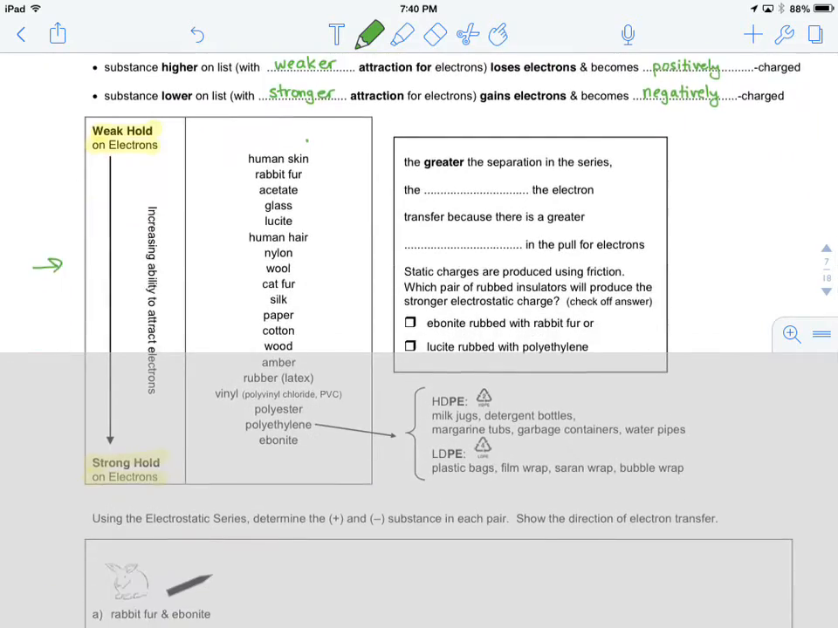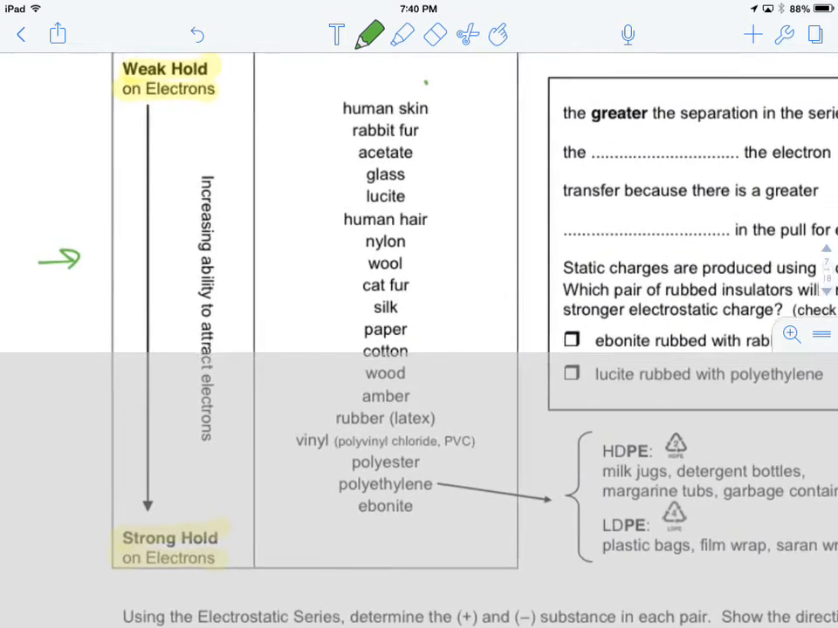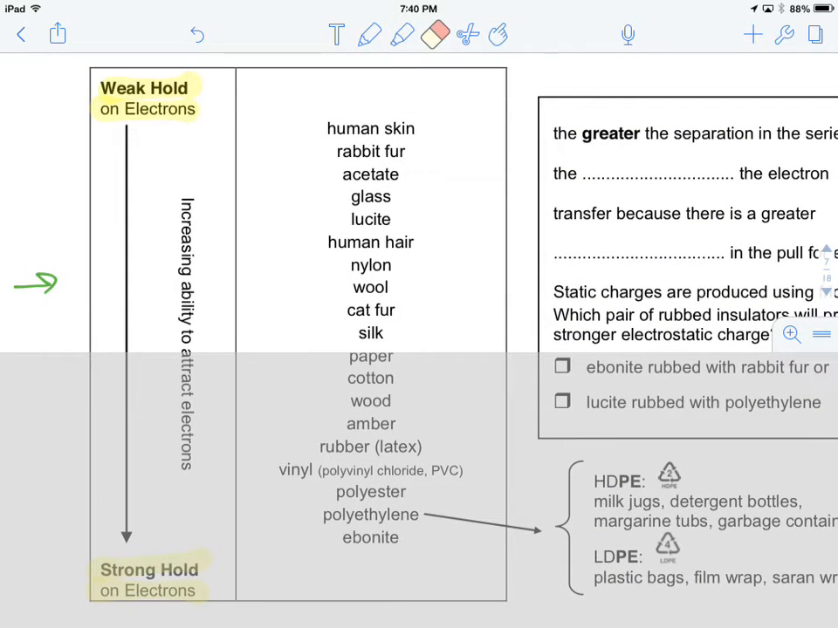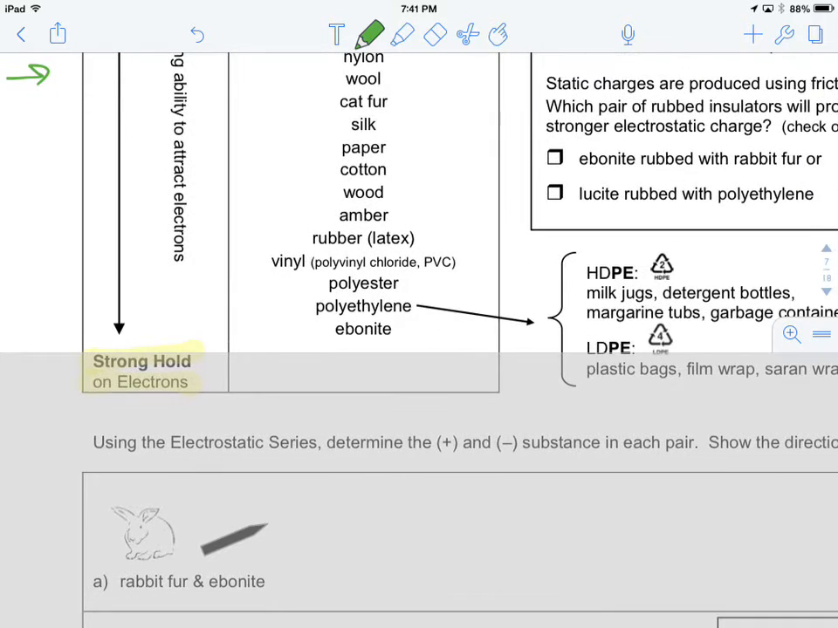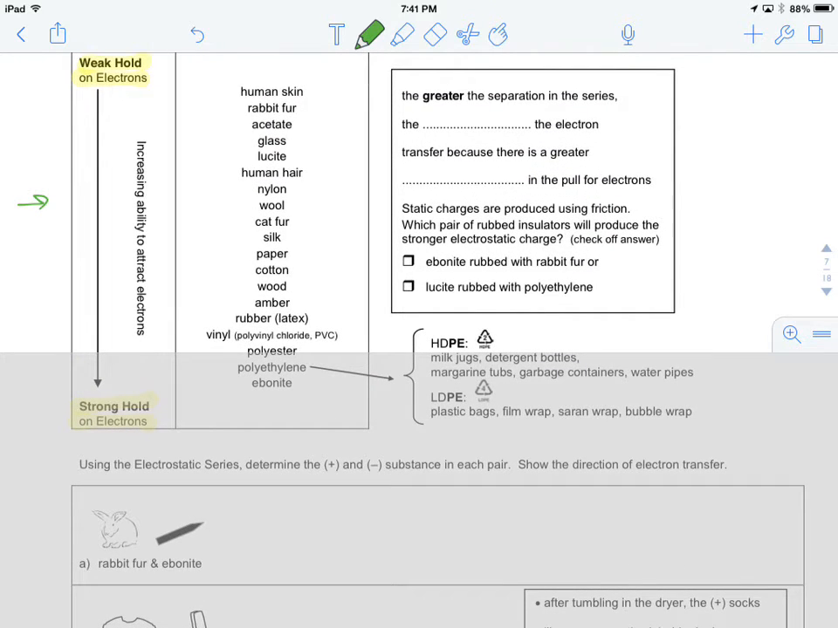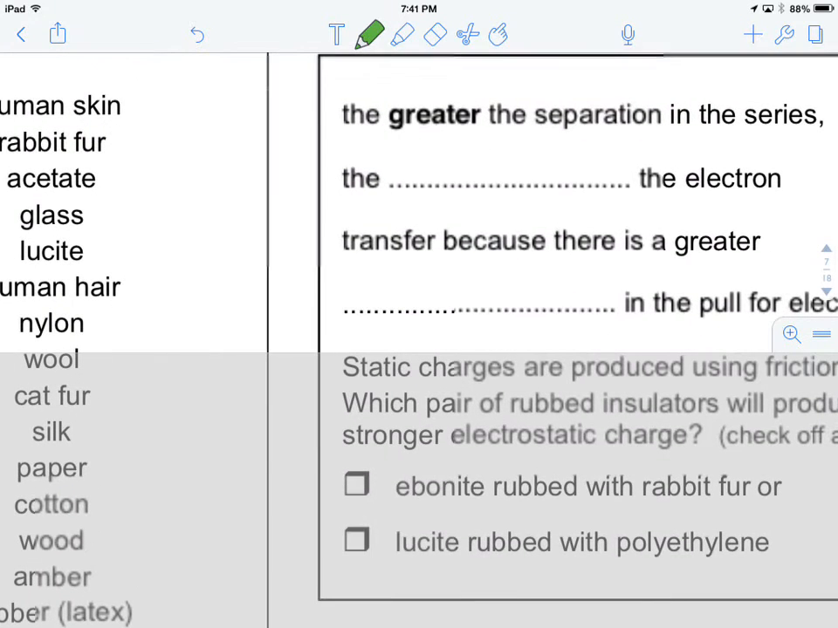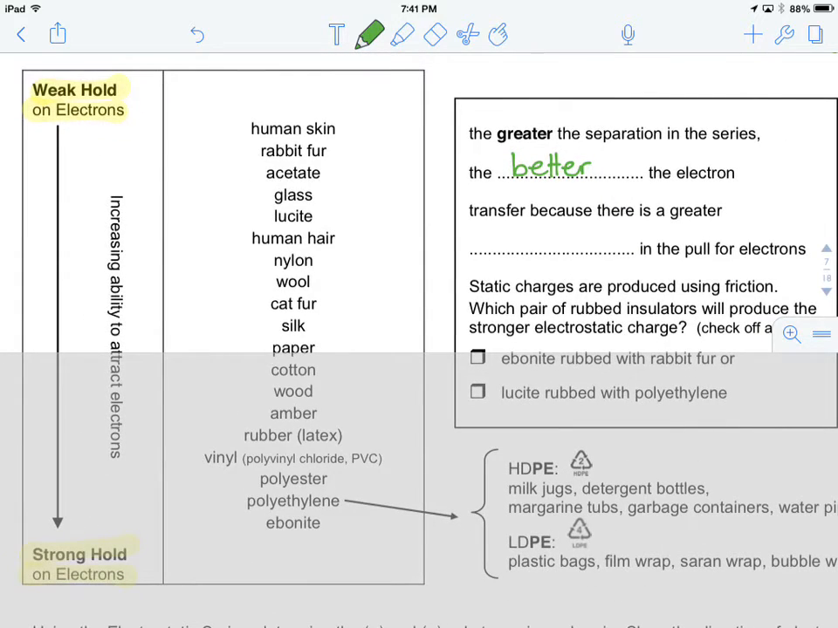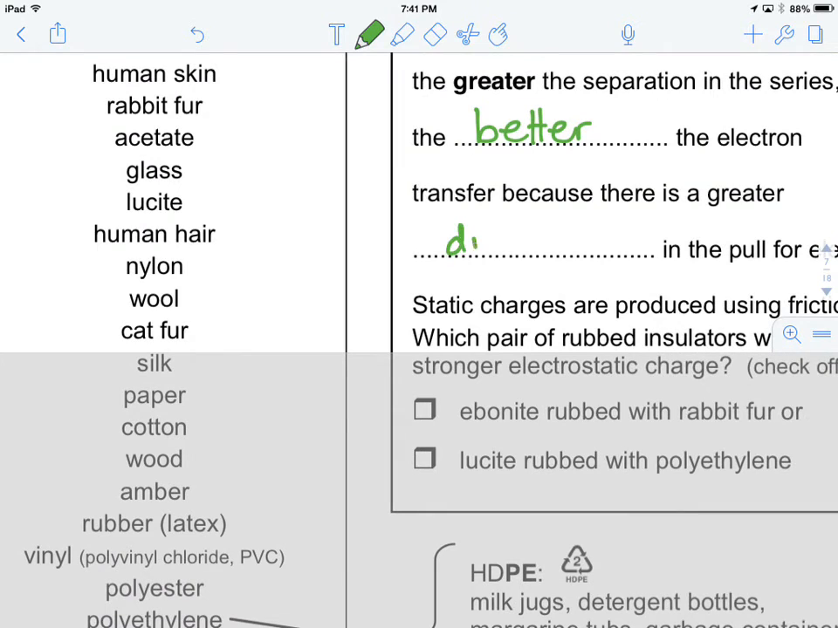So let's take a look at some of the things on this list. At the top, we have human skin, with a very, very weak hold on electrons. Then rabbit fur, acetate, and as you go down the list you see things with a very strong hold on electrons, such as ebonite, polyethylene, polyester, and so on. So the greater the separation between two things on this list, the better the electron transfer, because there's a greater difference in the pull for electrons.